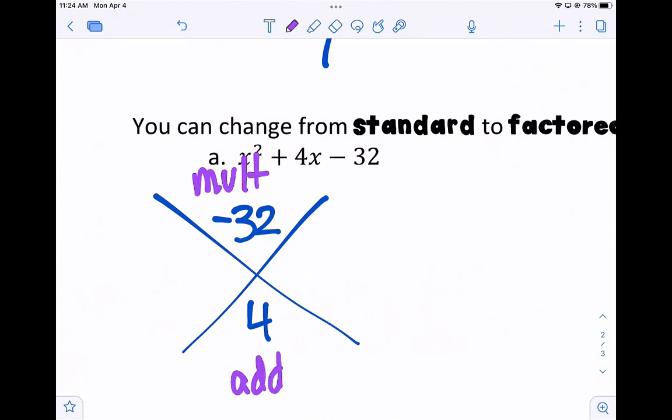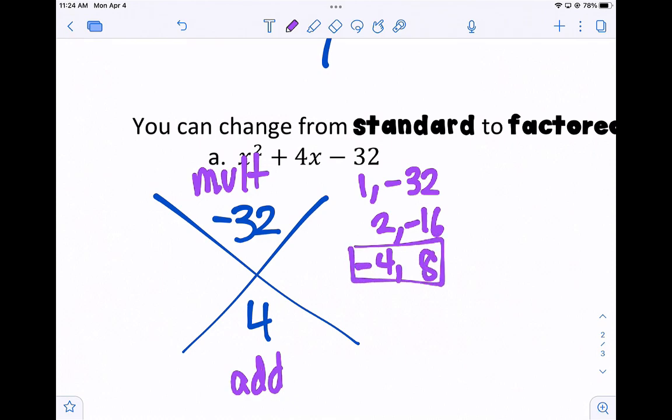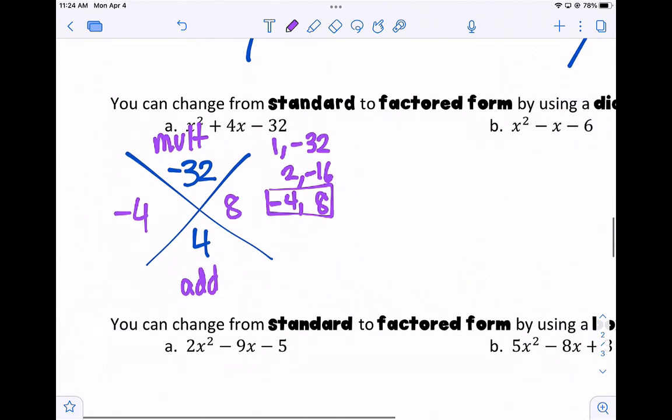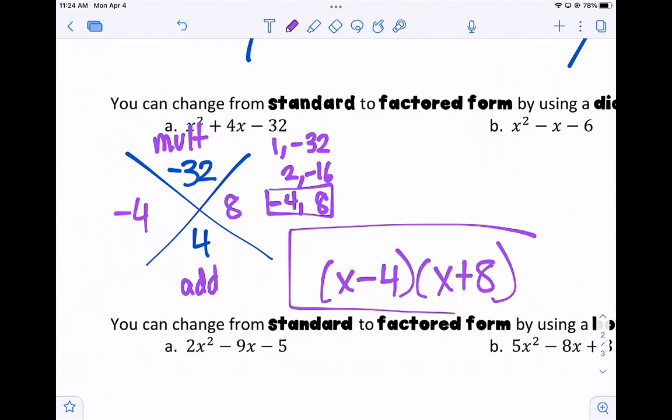Some factors of negative 32 are 1 and 32, 2 and 16, I'll just stick the negatives there, 4 and 8, and it's going to be 4 and 8, and we'll have to make the 4 negative so that it adds to a positive 4. So it's negative 4 and 8. And then in your diamond problem, to get to factored form, you just write the sides, x minus 4, x plus 8. And if you were to multiply that out, you would get this right here.